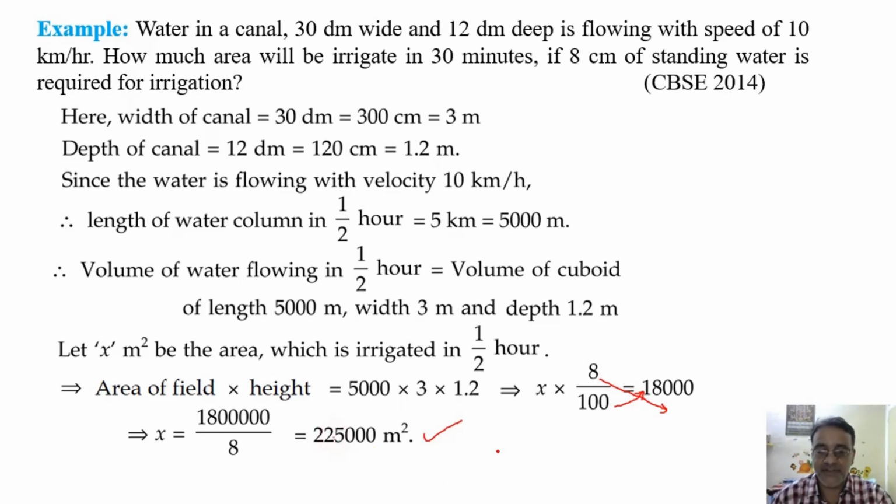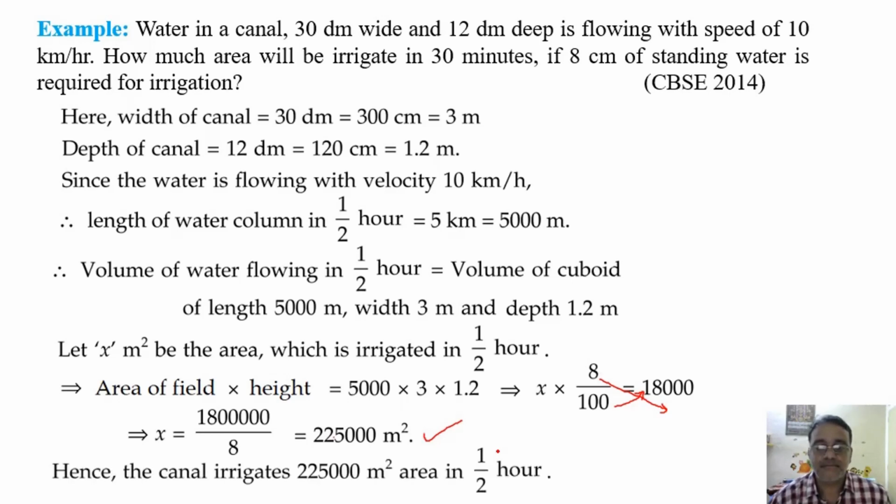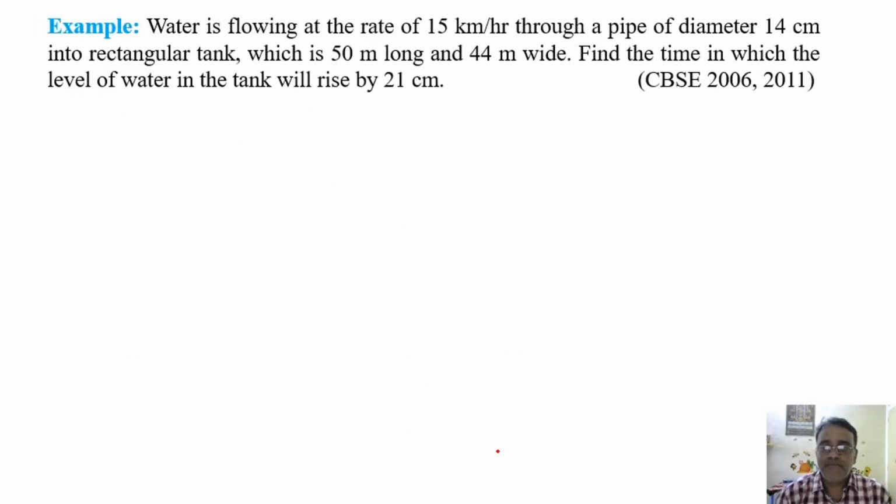Any doubt in this question? No, sir. Okay, now we are moving towards the last question. Water is flowing at the rate of 15 km per hour through a pipe of diameter 14 centimeter into rectangular tank, which is 50 meter long and 44 meter wide. Find the time in which the level of water in the tank will rise by 21 centimeter.